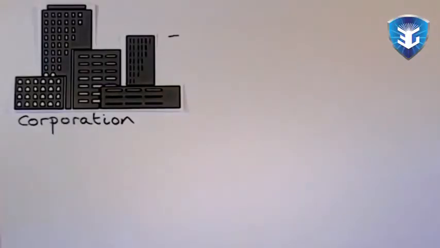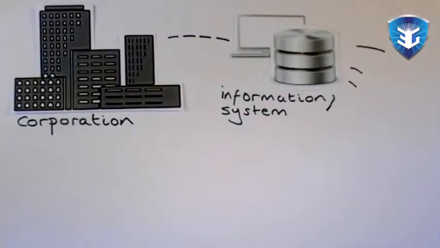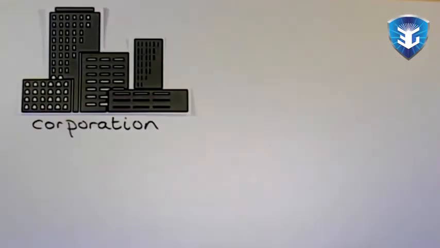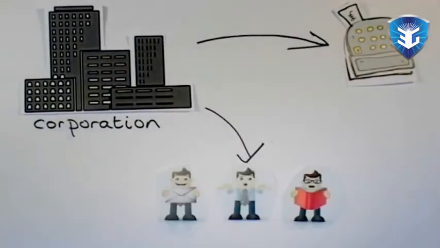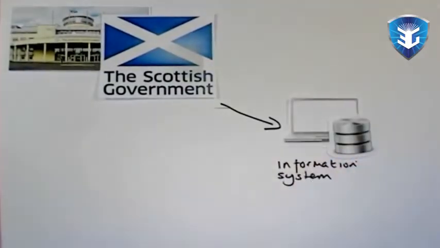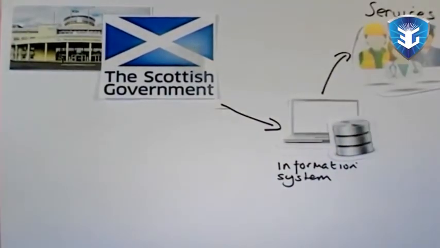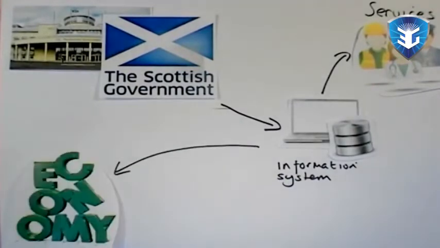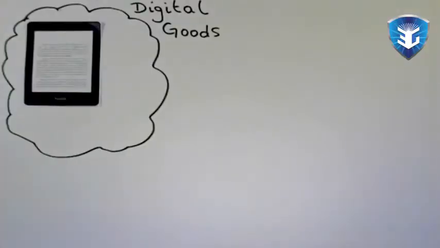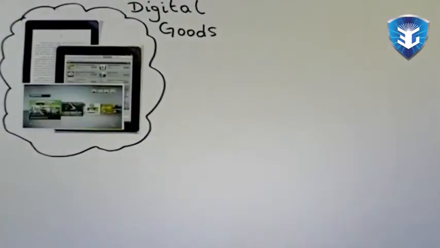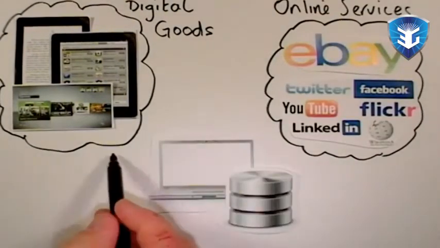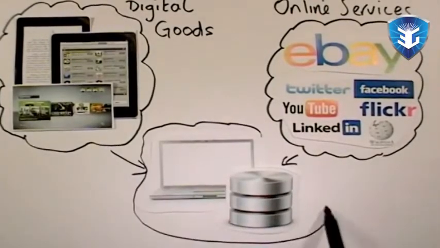For instance, corporations use information systems to reach their potential customers with targeted messages over the web, to process financial accounts, and to manage their workforce. Governments use information systems to provide services cost effectively to citizens, to manage the economy, and to gather taxes. Digital goods, such as electronic books and software, and online services, such as auctions and social networking, are all provided by and operated by some kind of information system.